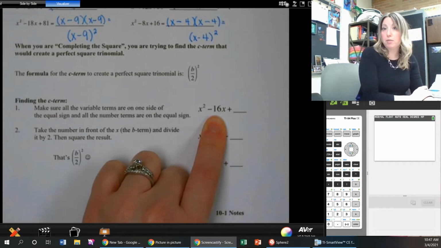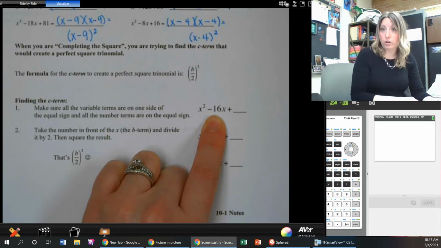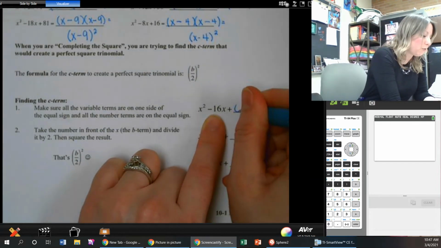The middle term here is negative 16. Take negative 16 and divide it by 2. What do you get? Negative 8, right? So what's negative 8 times negative 8? Positive 64.